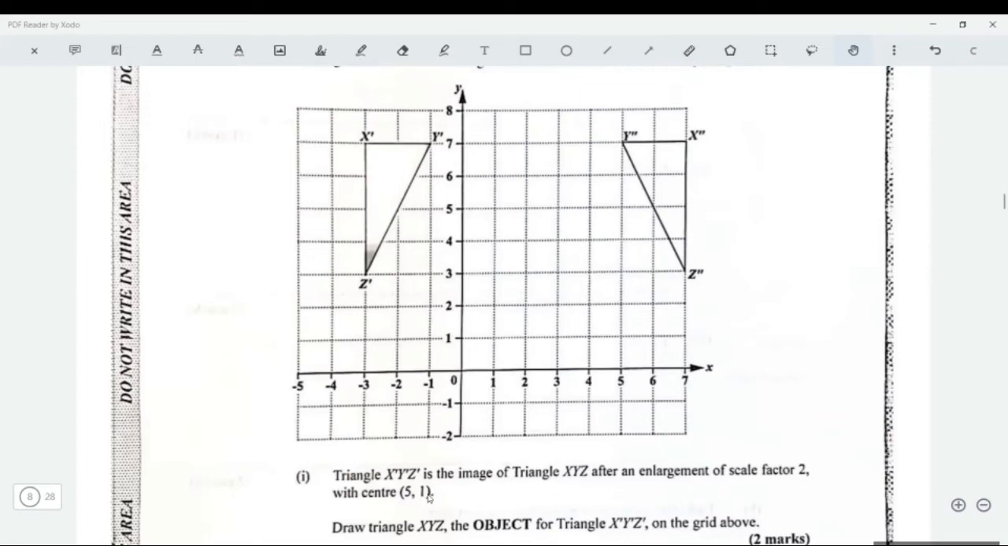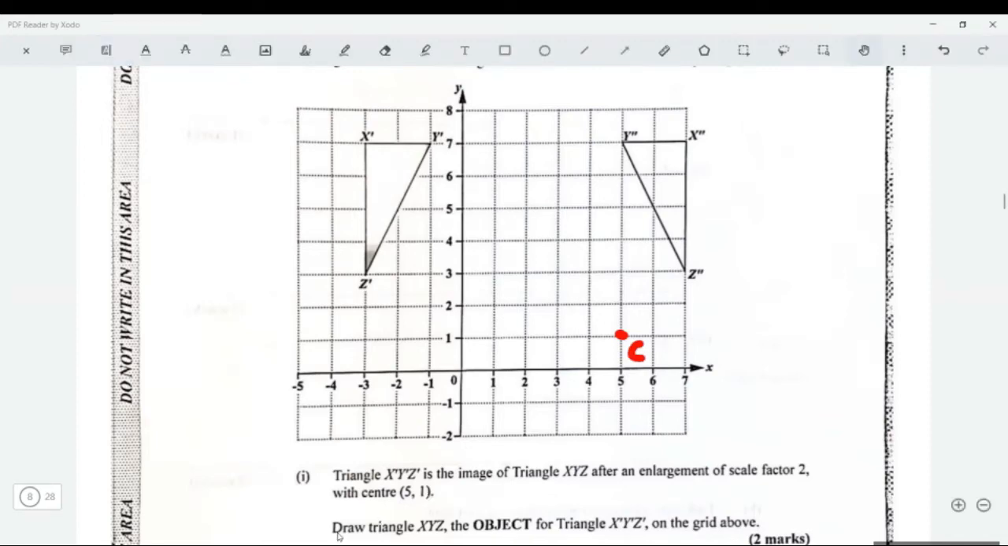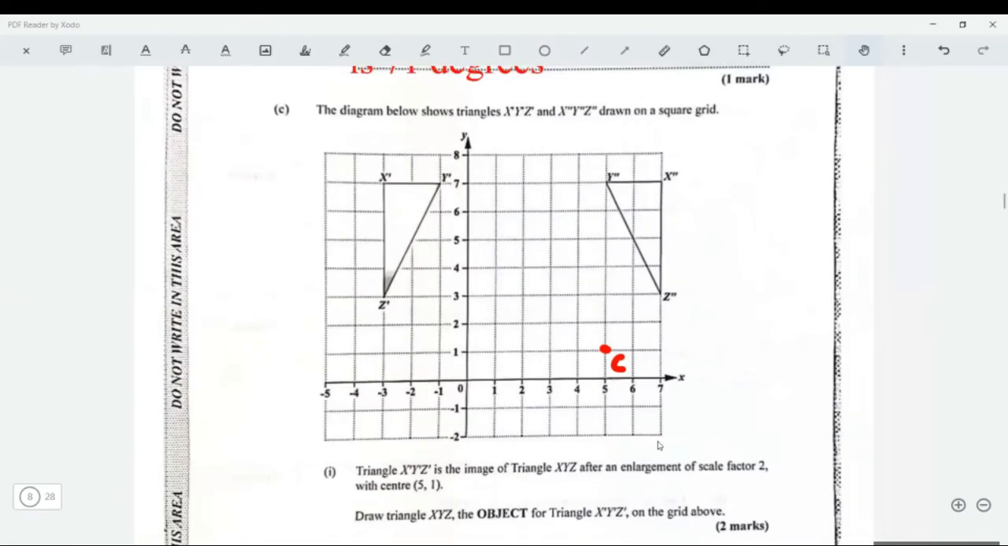So let's put on the center right now. The center is when X is 5 and the Y value is 1. This is the center of enlargement. I like to call my center of enlargement C. All right, now here's what they say. They say draw triangle XYZ, the object, from triangle X prime, Y prime, Z prime on the grid. Okay, no problem. Now, how are we going to do this?